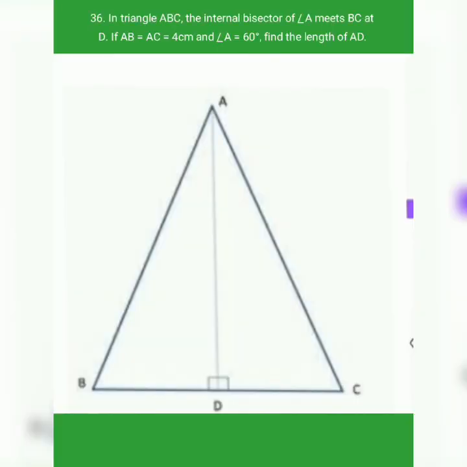In triangle ABC, the internal bisector of angle A meets BC at D. If AB is equal to AC is equal to 4 cm and angle A is equal to 60 degrees, find the length of AD. Since AB is equal to AC, angle B is congruent to angle C.